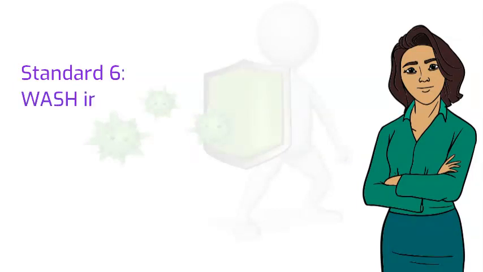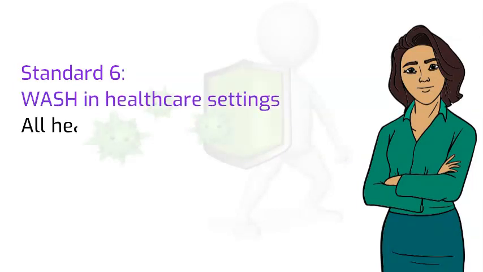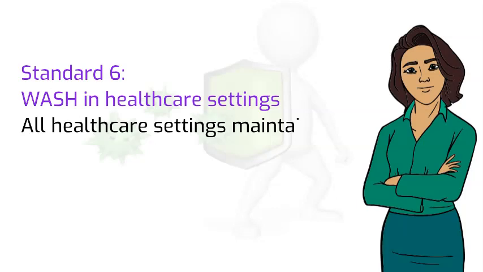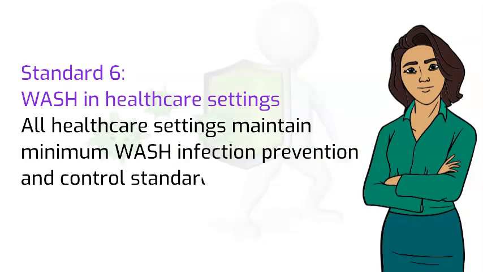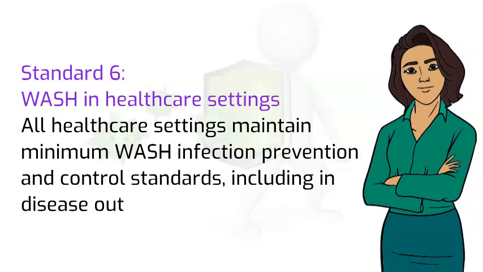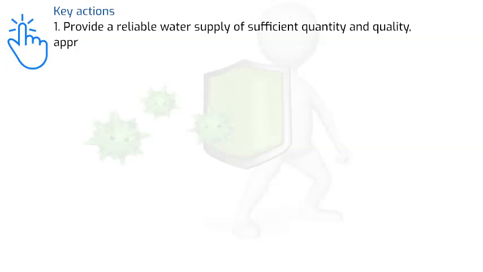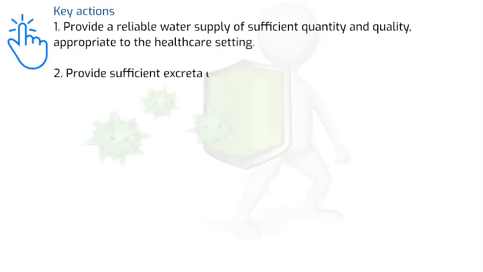Standard 6. WASH in healthcare settings. All healthcare settings maintain minimum WASH infection prevention and control standards, including in disease outbreaks. Key actions. 1. Provide a reliable water supply of sufficient quantity and quality, appropriate to the healthcare setting. 2. Provide sufficient excreta disposal facilities to limit disease transmission.